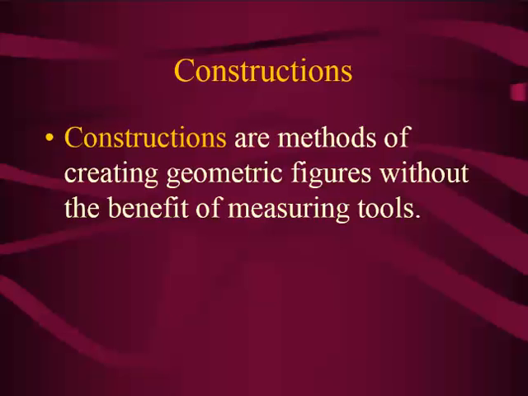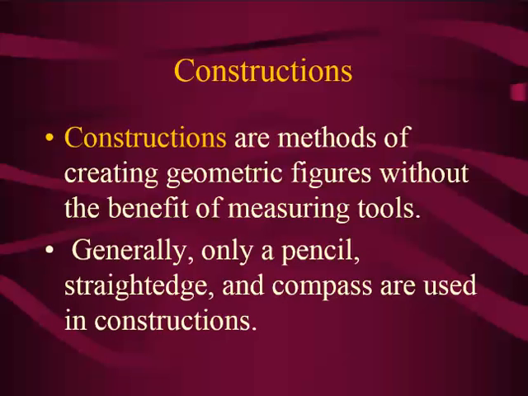So we're not measuring anything, we're just drawing things. We usually use just a pencil, a straight edge. Though we may be using rulers, we're not going to use them to measure. We're only using them as a device to draw a straight line, and a compass. So we're going to be learning how to draw a lot of these figures that we're learning about by using those three things.